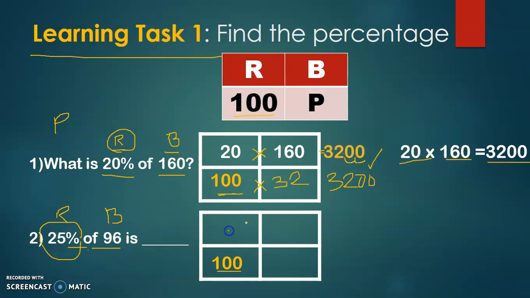25% ang rate ay nasa taas. Lagay natin dyan. Ang 25. Okay. Of 96, that is the base. So, ang base ay nandito. So, 96. Ang nawawala ay ang ating percentage.